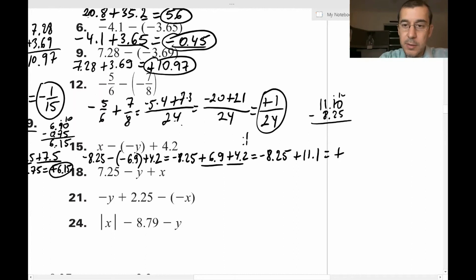So this is now 10. 10 minus 5 is 5. You borrow 1 from here, so this is 8. And then this becomes 0, so we have to borrow 1 from here again. This is 10 minus 5, so 2. So 2.85. 2.85 is the answer.